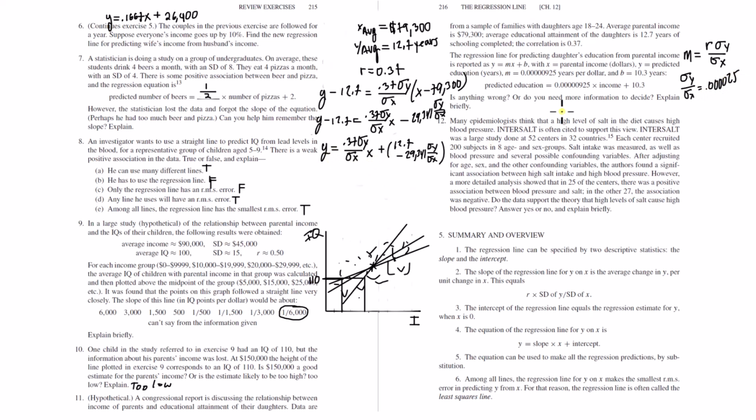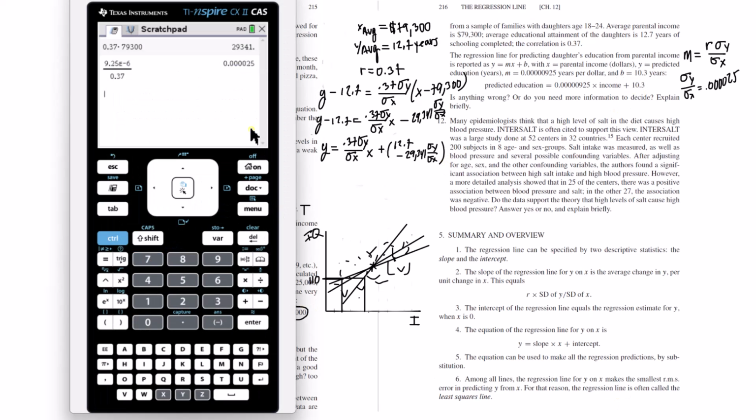Okay, so let's just see if it checks out with the y-intercept. So there's sigma y over sigma x. Let's multiply that by negative 29,341. And now let's add that to 12.7. So that doesn't look like it matches up with what it's supposed to be. Did I mess something up here?